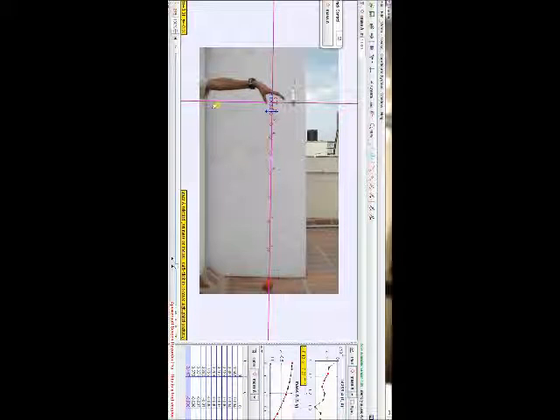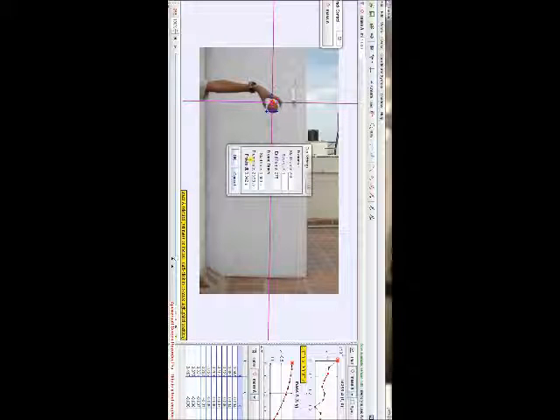So this is the tracker file. This is actually a ball dropped from a height. I have to rotate the video for user convenience. So this shows the video details such as frame rate, start frame, end frame, etc.